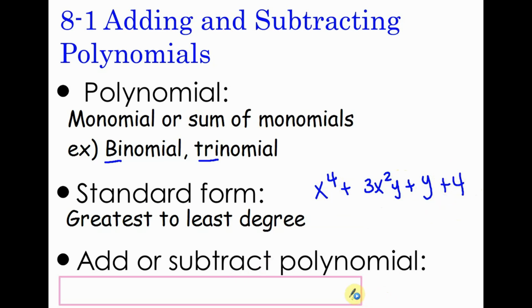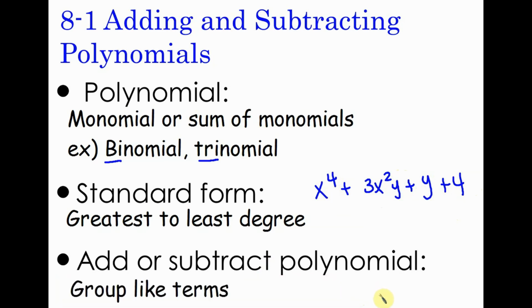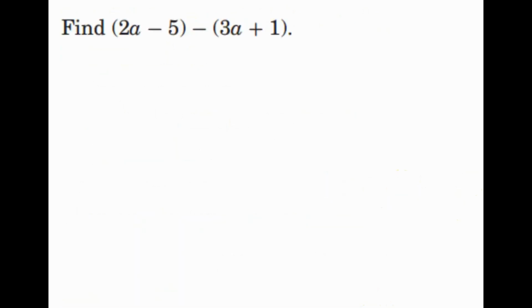When you're adding or subtracting polynomials, make sure that you're grouping the like terms. Here's an example. Find 2a minus 5 minus 3a plus 1. As you see, they are in two groups, where if I subtract 3a plus 1 from 2a minus 5, let me write 2a minus 5 as it is. However, when you're subtracting, keep in mind you can see this as distributing if you constantly forget how to subtract. So you can write one more step saying negative 3a, and if I distribute, you will get negative 1.